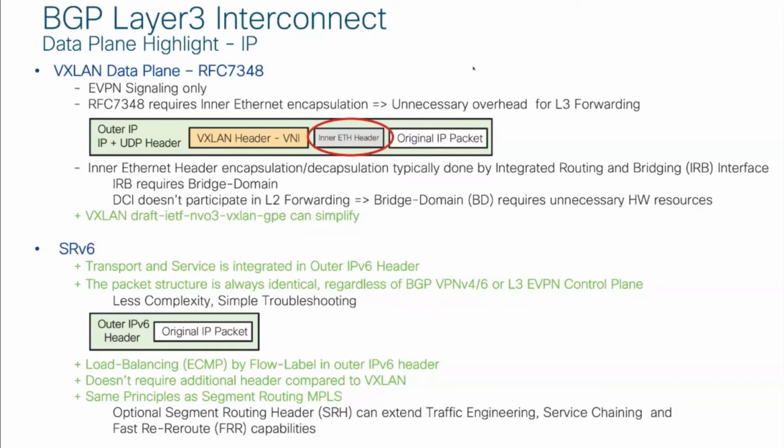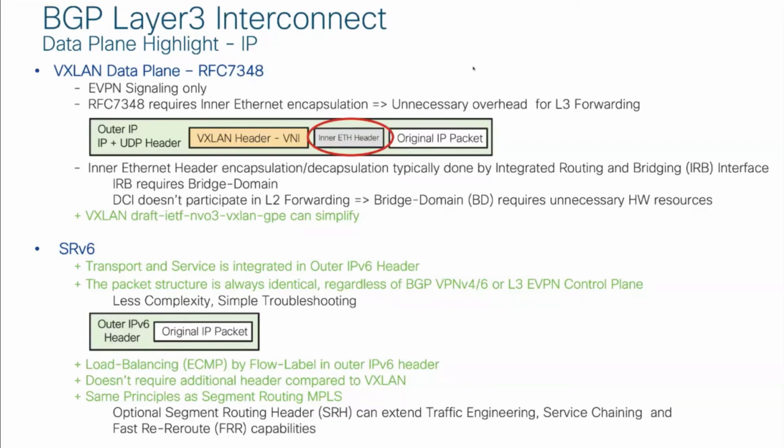But based on RFC 7348, you have to impose this inner Ethernet header. The next one is SRv6, where, as we discussed, transport and service are integrated. The service is programmed into the outer IPv6 header. Taking a really basic example, I have just an IPv6 header, and then I have my original packet.